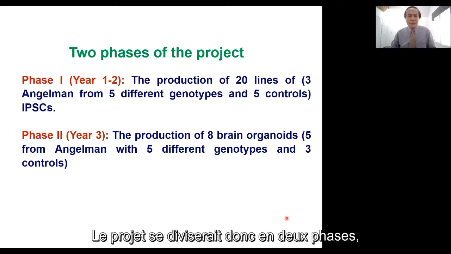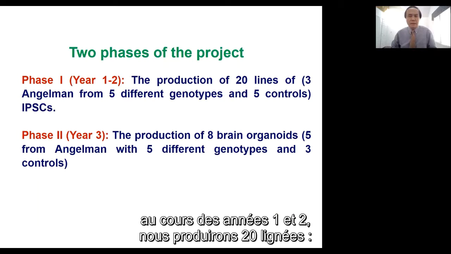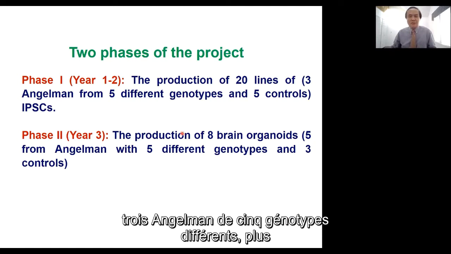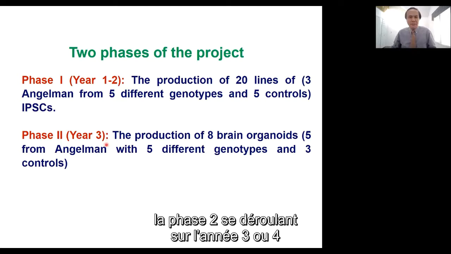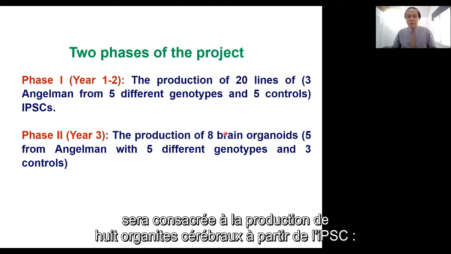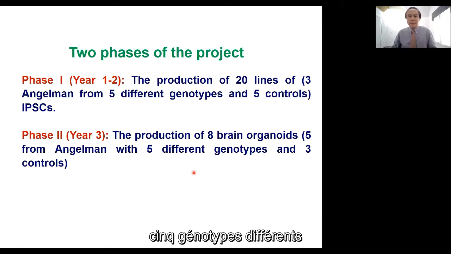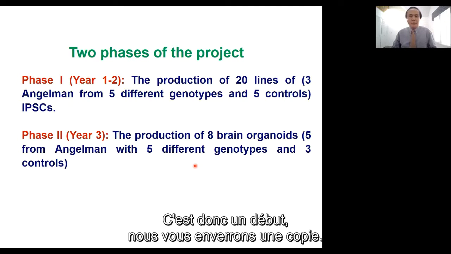So the project will be divided into 2 phases. In year 1 and year 2, we will produce 20 lines: 3 Angelman from each of 5 different genotypes, plus 5 control iPSC cells. And phase 2 will be year 3 or year 4. We're going to produce brain organoids from the iPSCs we generated, from 5 different genotypes plus 3 controls. So we are just getting started, and thank you.